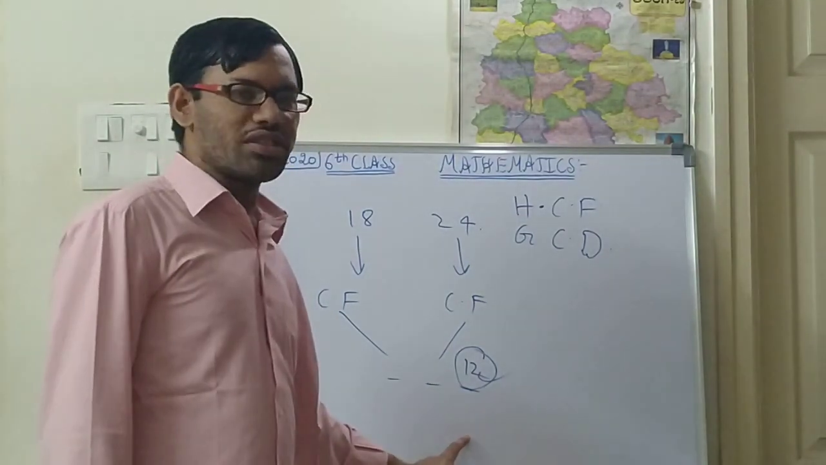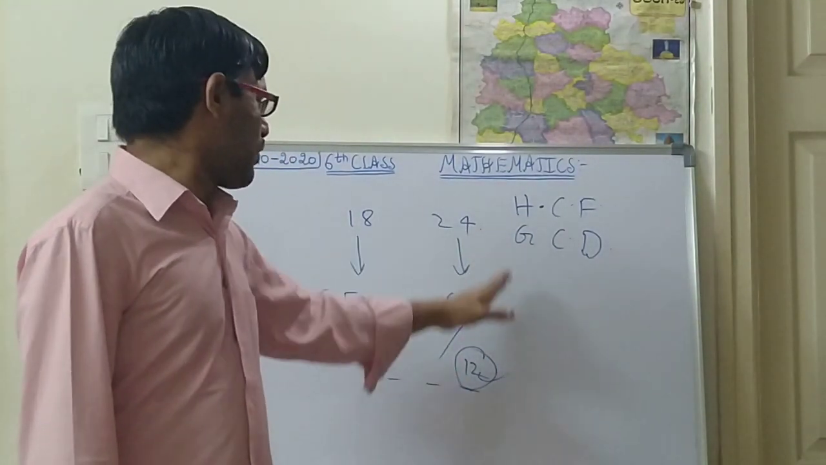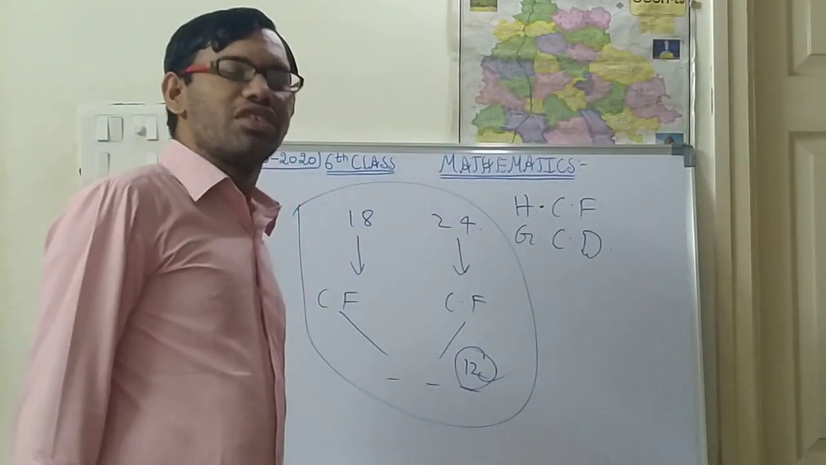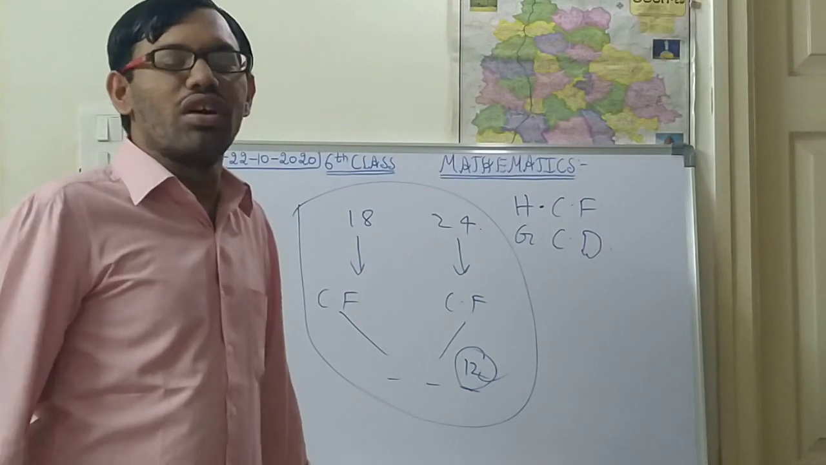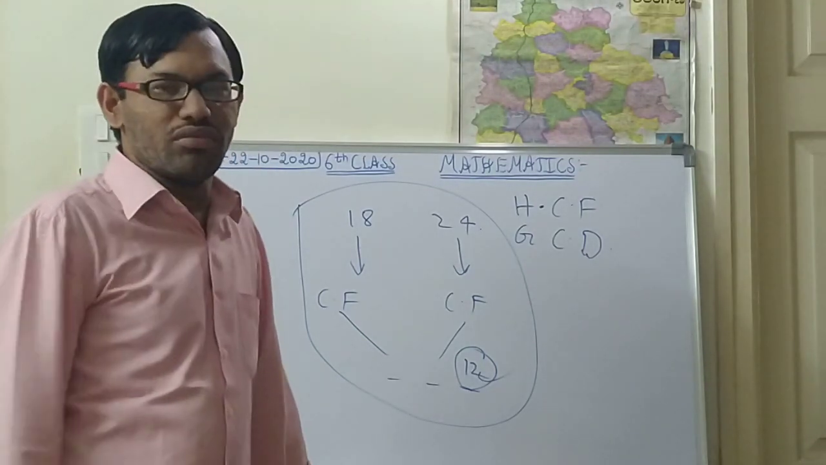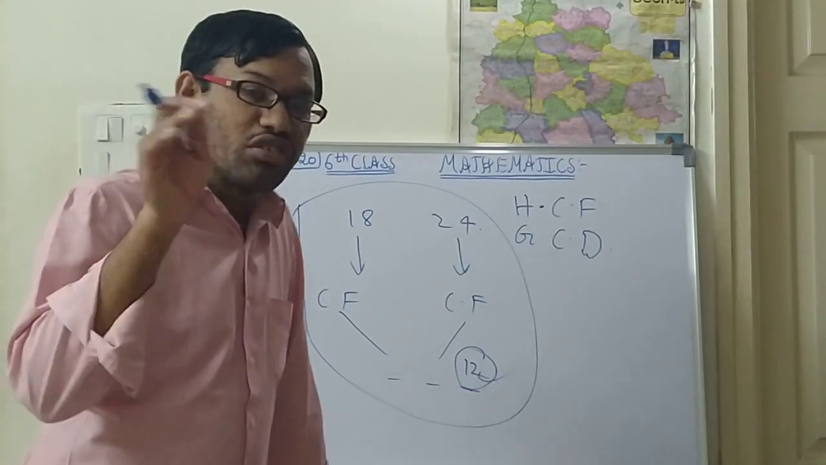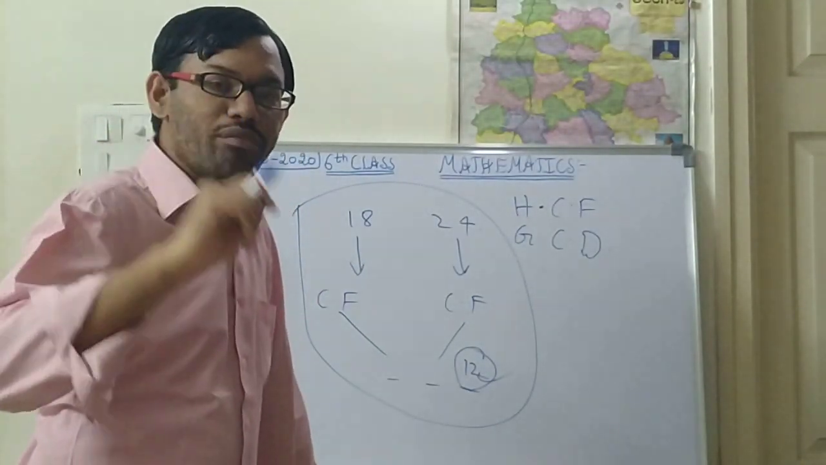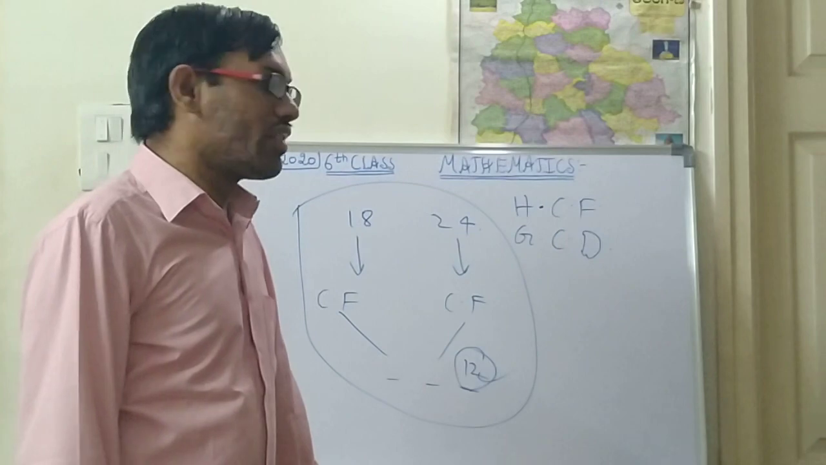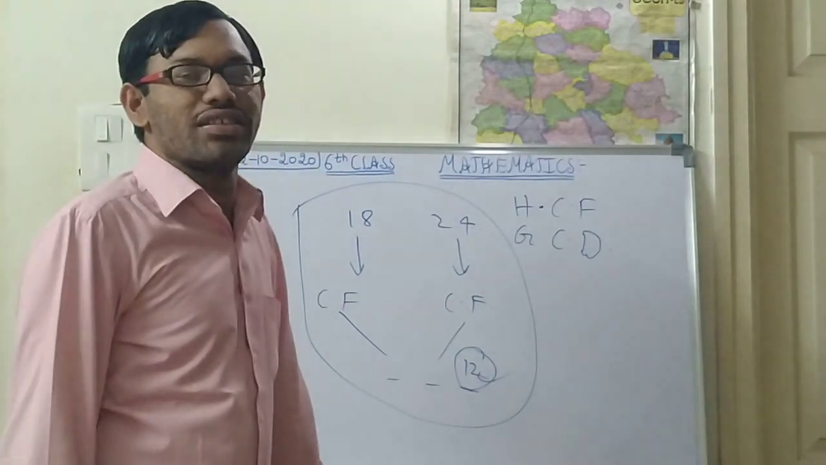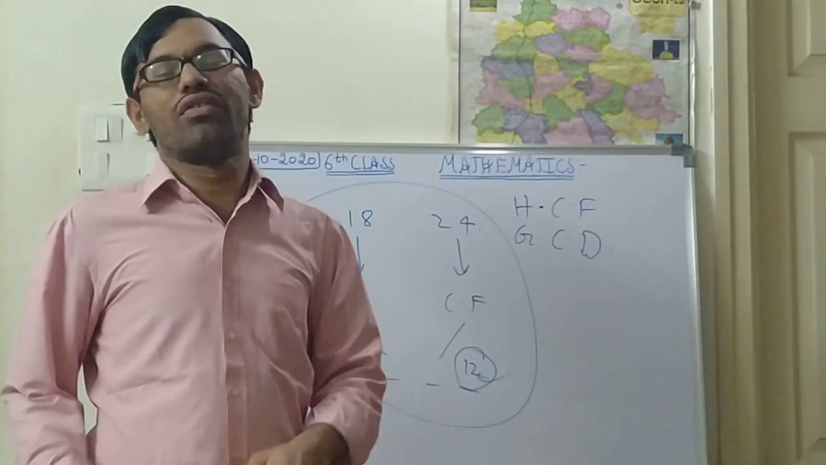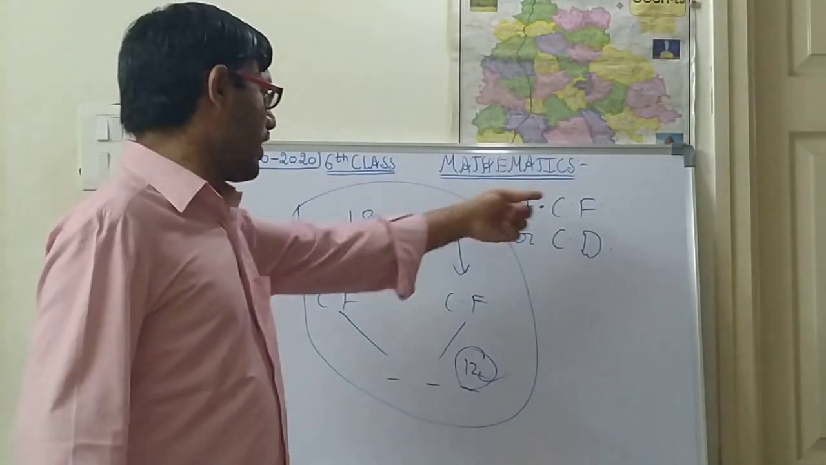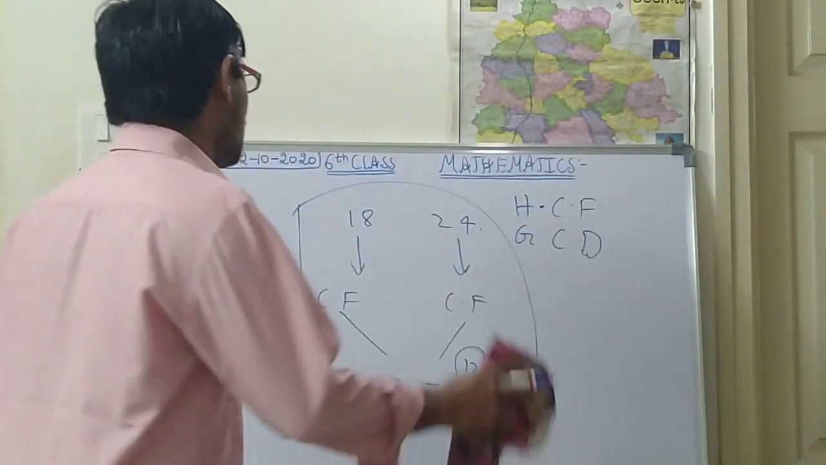But sometimes this process will become somewhat lengthy. It will take some time. So to reduce your time, the mathematicians have found two methods. What are those two methods to find the HCF? That we shall see.